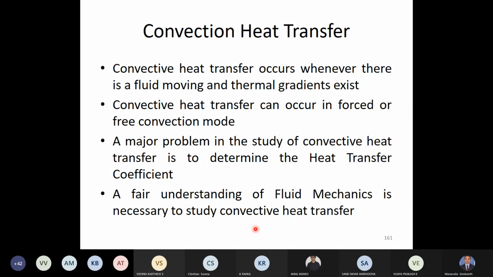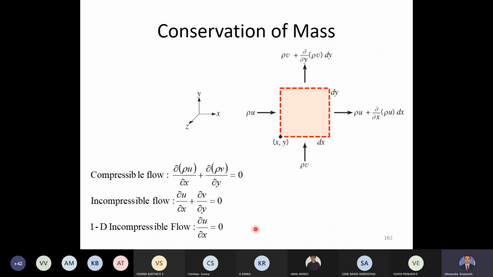Until now, in conduction, there was no fluid involved, at least inside the solid object. Therefore, we didn't bring any concepts of fluid mechanics. But now we'll have to bring the concepts of fluid mechanics. Therefore, understanding of fluid mechanics is necessary for convective heat transfer studies. So I'll show a few concepts that you are already familiar with, that you have already seen in your course on fluid mechanics. One concept that you have seen is the conservation of mass.